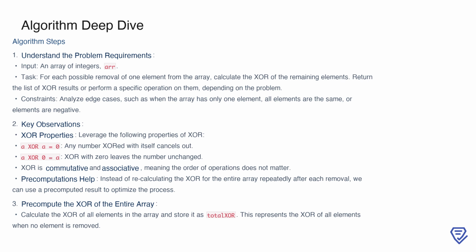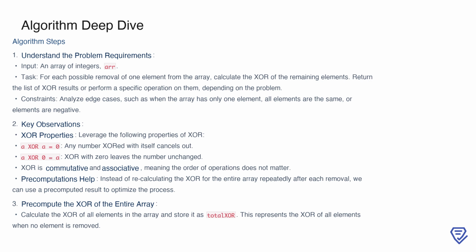Depending on the problem, we might either return the list of XOR results or perform further operations. It's also important to consider constraints, such as handling edge cases where the array has only one element, all elements are identical, or some elements are negative.